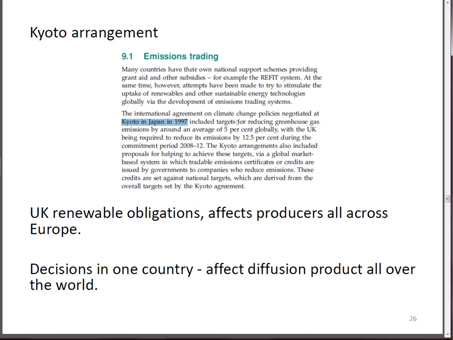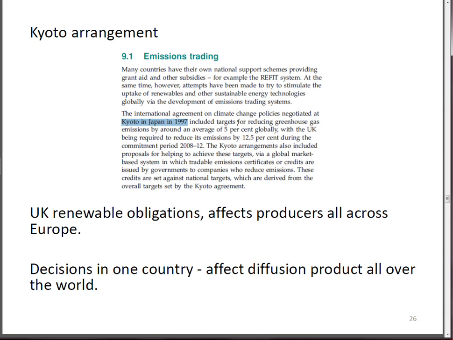Now, it's important to say that the UK was lagging slightly behind in this case, because the UK was required to reduce emissions by 12.5%, whereas other countries were required to reduce emissions by some 5%. So the UK was asked to do so by 12.5%. Now, the UK renewable obligation and the Kyoto Agreement can affect producers all across Europe, because what this means is that a decision or action taken in one country will affect the diffusion of products in other countries.